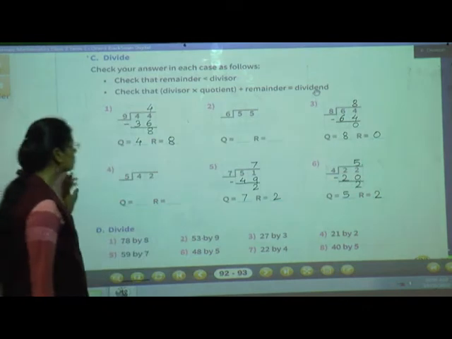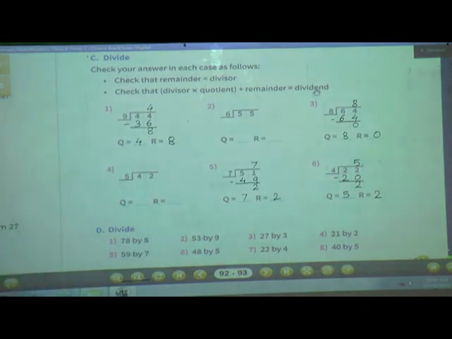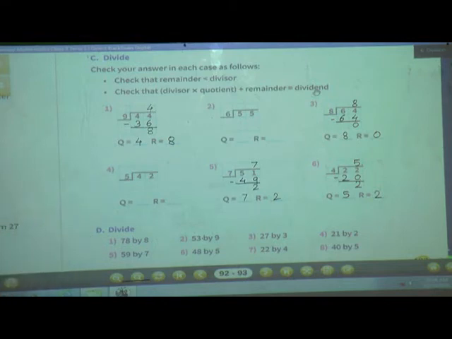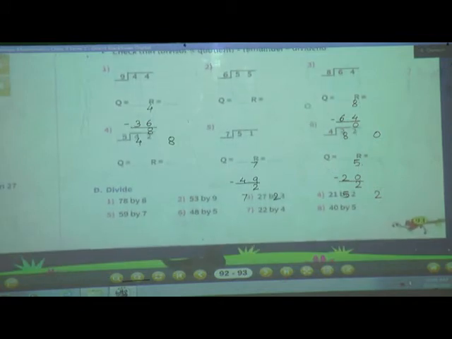Clear till here? B question, C question. See, in the C question there are 6 examples, and today we have taken 4 examples. 2 are remaining, that is number 2 and number 4, which you have to try to solve on your own. Okay, now one more question is remaining, that is D. See here, D question.